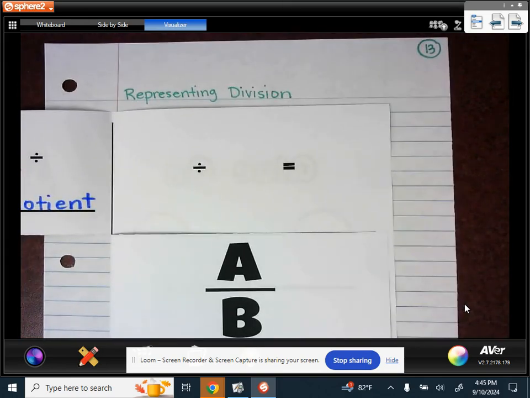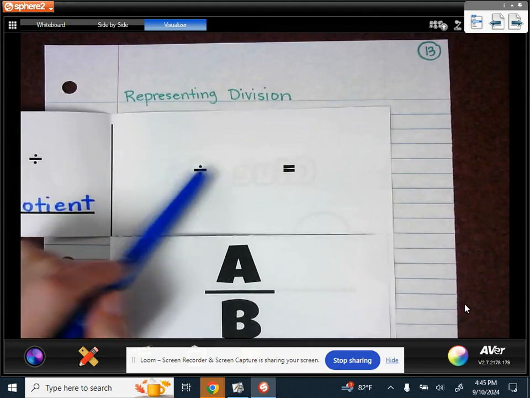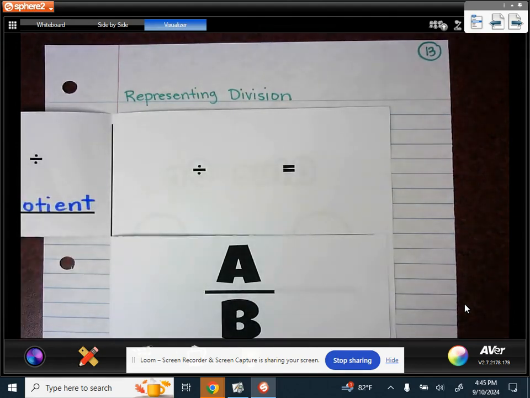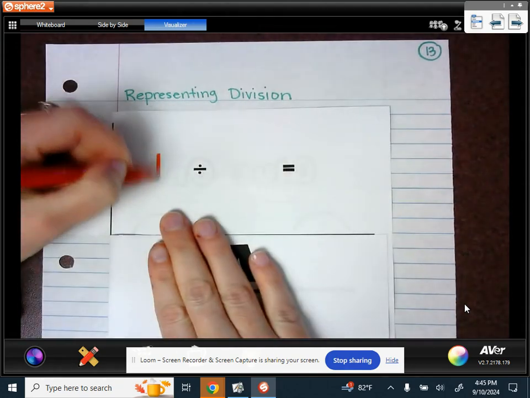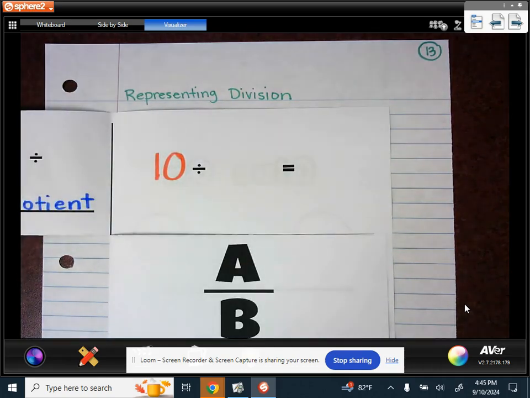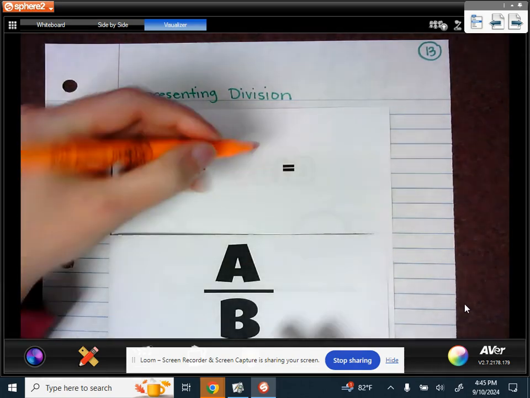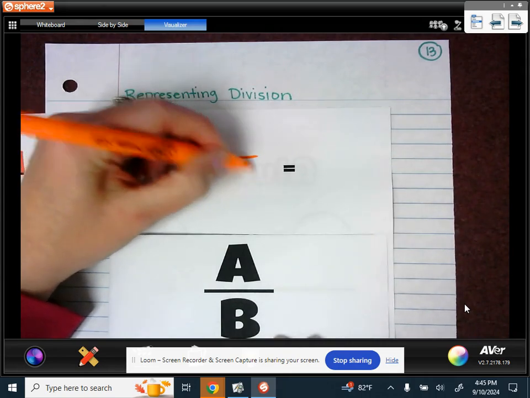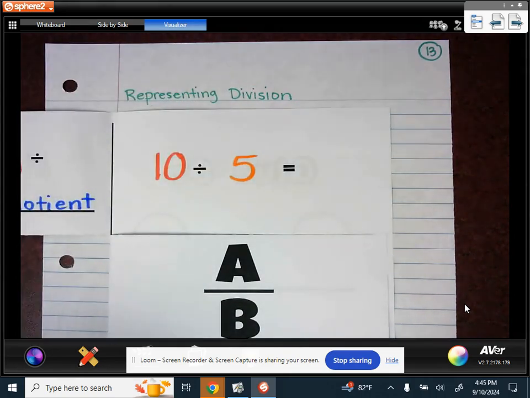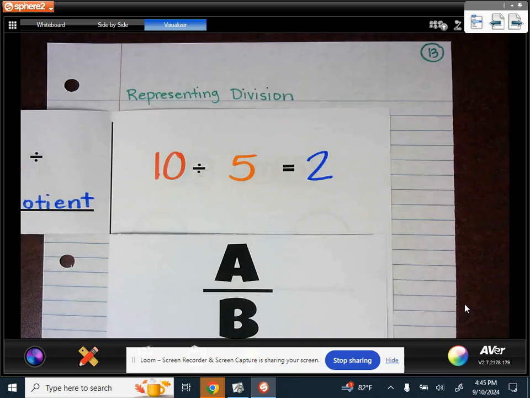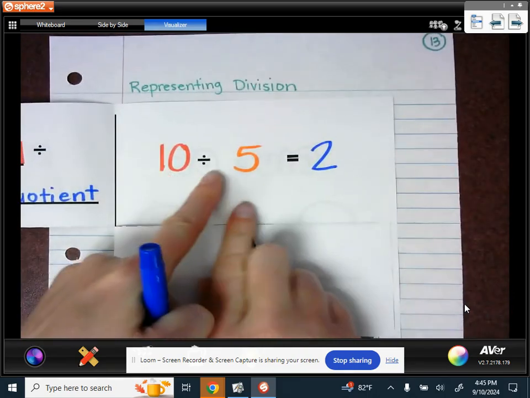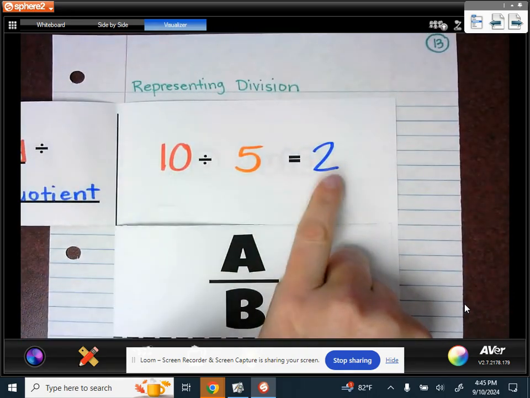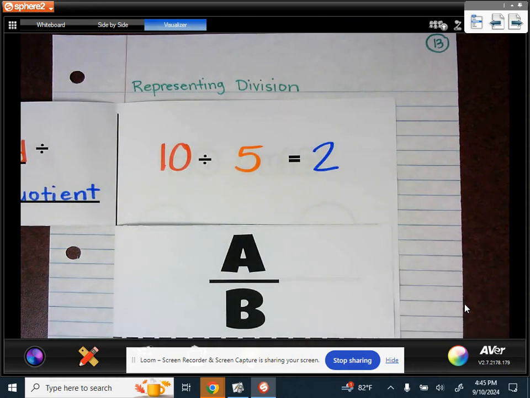So if we're using that division symbol right here, an example of that would be if our dividend was 10. So 10 divided by our divisor. Let's say our divisor was 5. And then that would equal 2. So our quotient would be 2. So our dividend divided by our divisor equals our quotient. That's one way of writing division, and you're used to seeing that way.